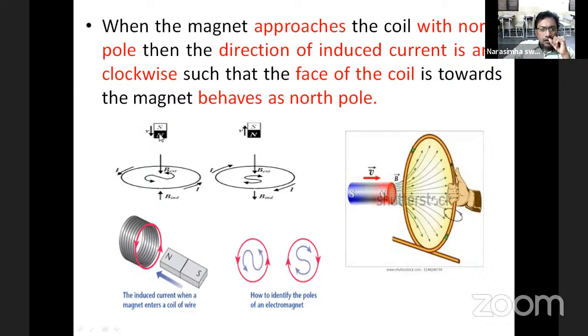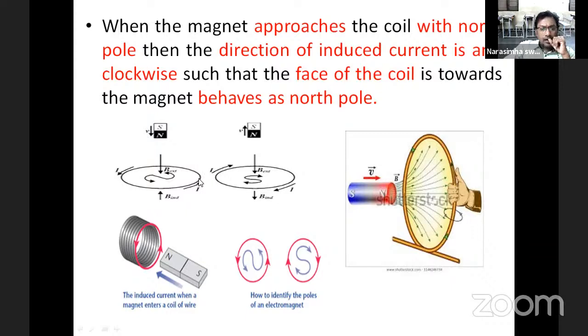If the north pole is moving towards the coil, see the direction of current here. The direction of current is anti-clockwise. Then use this diagram, the right hand thumb rule. If the current is moving in this direction, the thumb direction, observe that the curved finger direction is the magnetic field. Okay?